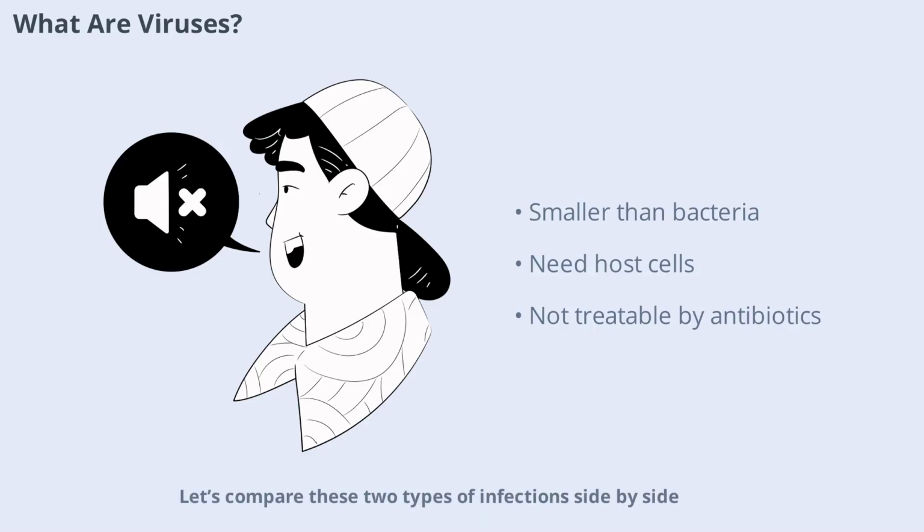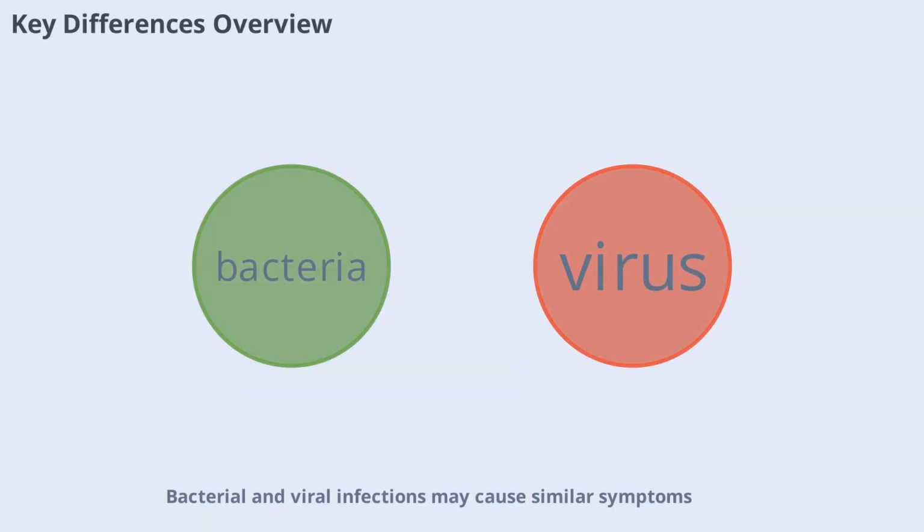Let's compare these two types of infections side by side. Bacterial and viral infections may cause similar symptoms, but they're fundamentally different. Bacteria are living organisms that can survive independently, while viruses are non-living particles that require a host. Bacterial infections often respond to antibiotics, but viral infections do not. The way they spread, the diseases they cause, and the treatments available all differ. Understanding these differences helps you and your healthcare provider choose the right treatment and avoid unnecessary medications.